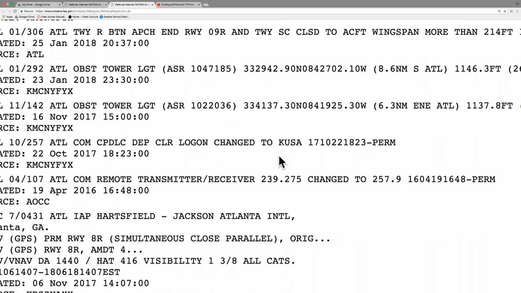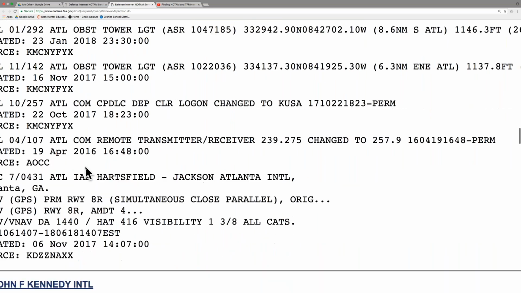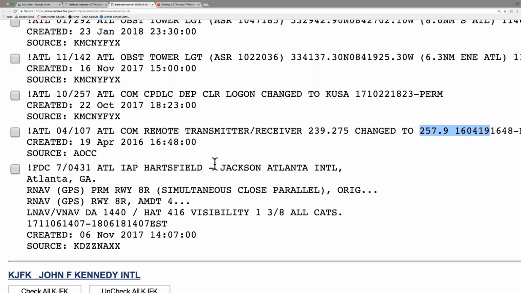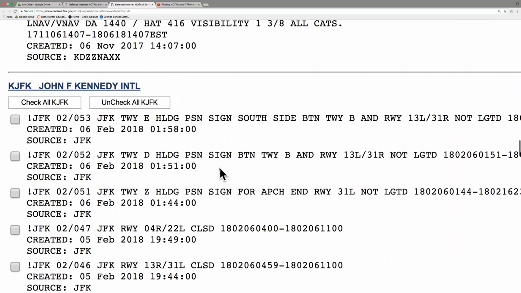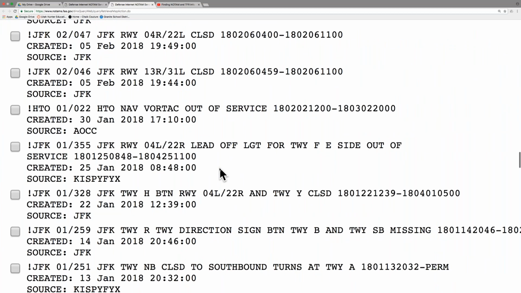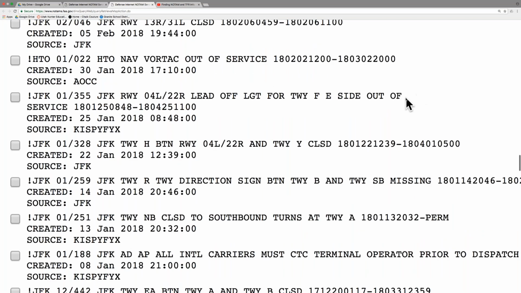So these COM ones, again, not as much of a deal for us dispatchers. This one's just basically saying that our remote transmitter receiver on this frequency is changed to this frequency. So in dispatch, we don't really use the radios, right? That's more of a pilot job. Okay.